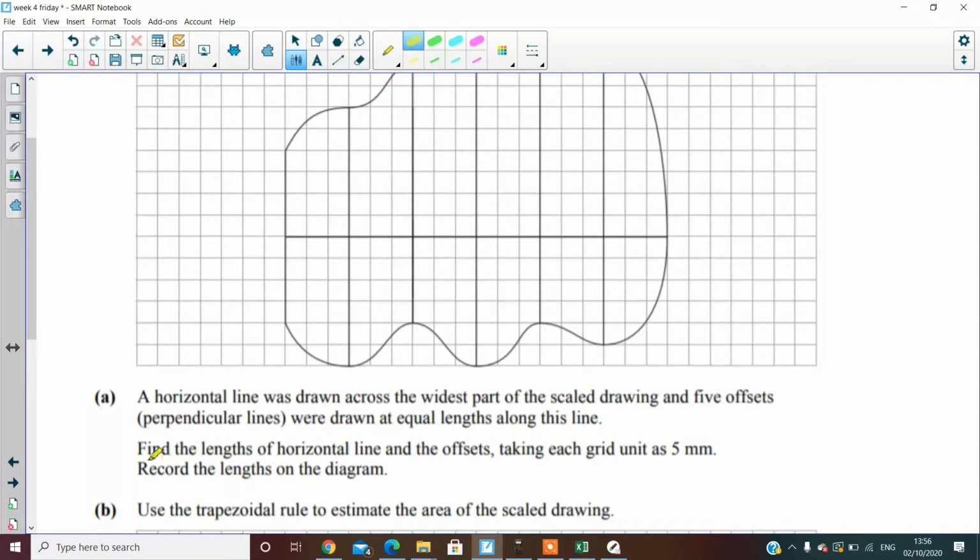Find the lengths of the horizontal lines and the offsets, taking each grid unit as 5 millimeters. Record the lengths in the diagram. Now, I'd be a bit more thorough. Slightly more thorough. Most of you did a pretty good job. So I'd say 1.5, 1.5. I'd end up doing them all just because it's thorough to do most of them.